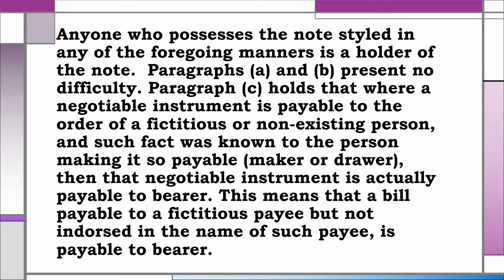Paragraphs A and B present no difficulty. Paragraph C holds that where a negotiable instrument is payable to the order of a fictitious or non-existing person, and such fact was known to the person making it so payable, meaning the maker or the drawer, then that negotiable instrument is actually payable to bearer. This means that a bill payable to a fictitious payee but not endorsed in the name of such payee is payable to bearer.